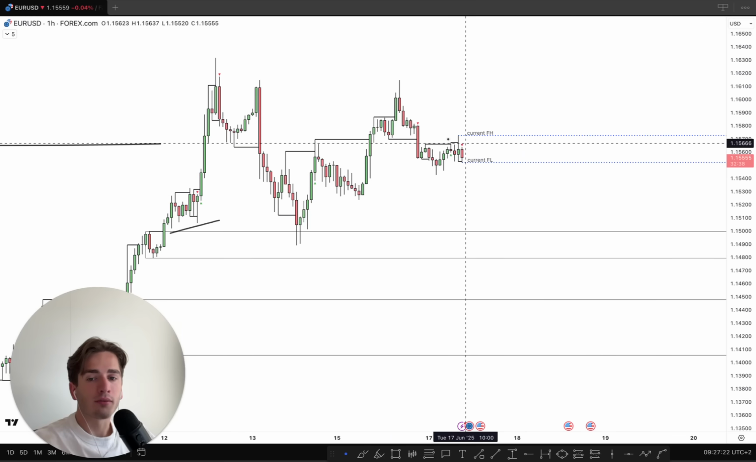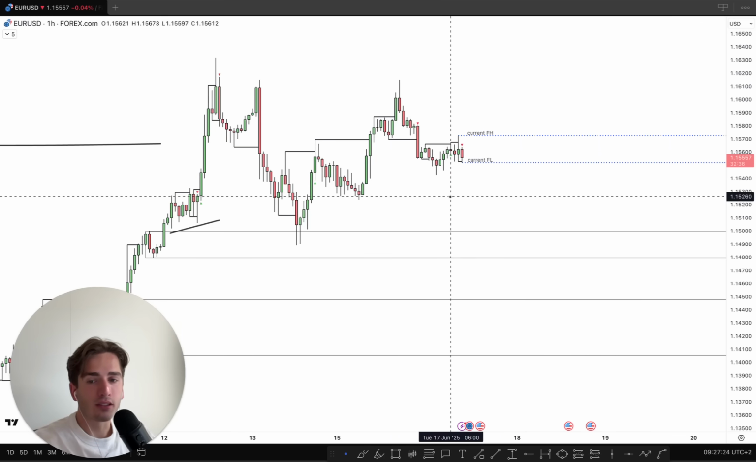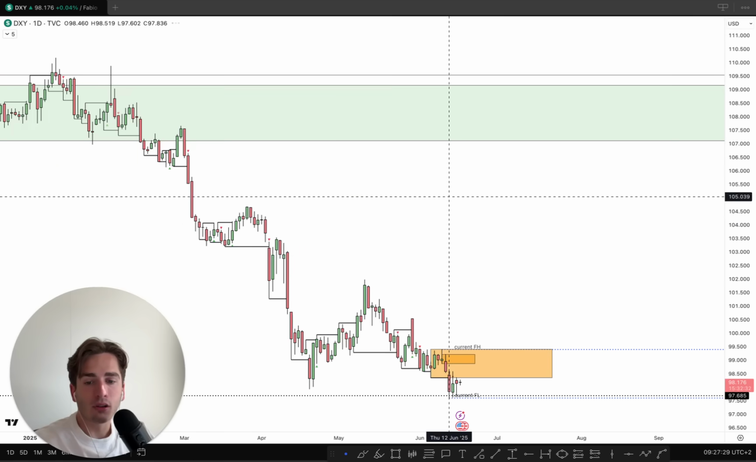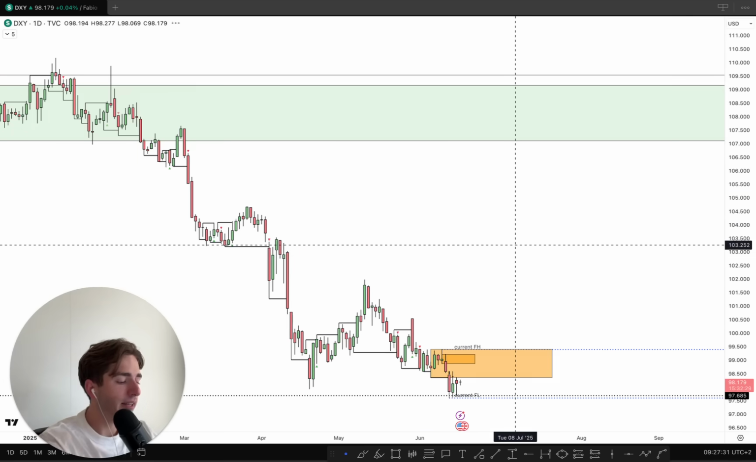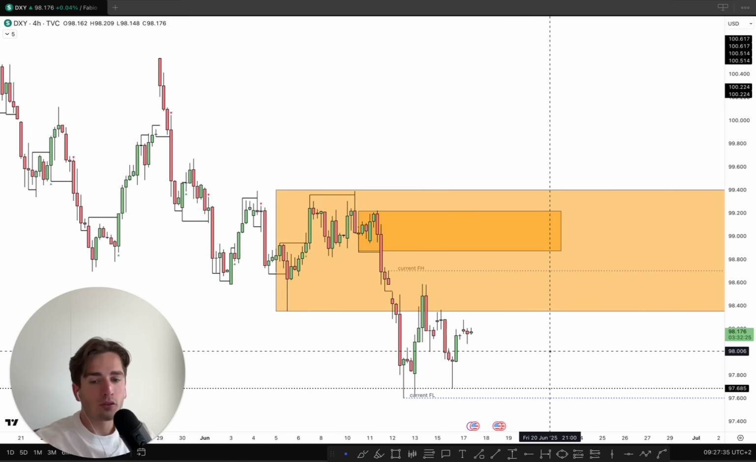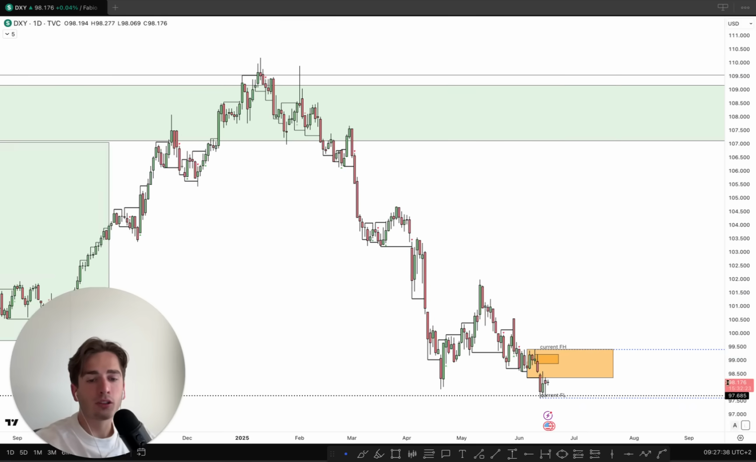But here on the 1 hour time frame, the market structure is just a little bit messy at the moment. Going into the dollar index, we can see that the dollar index has also been moving consolidatively, especially if you look here at the 4 hour time frame. Overall, for the dollar index, we are still bearish order flow wise.